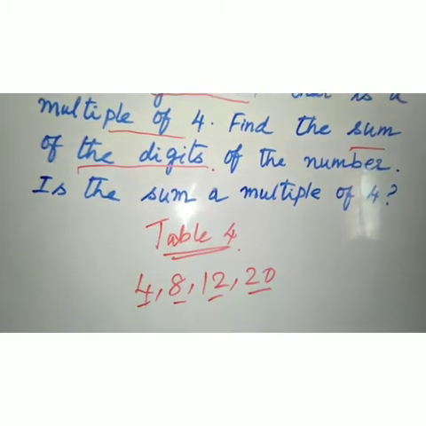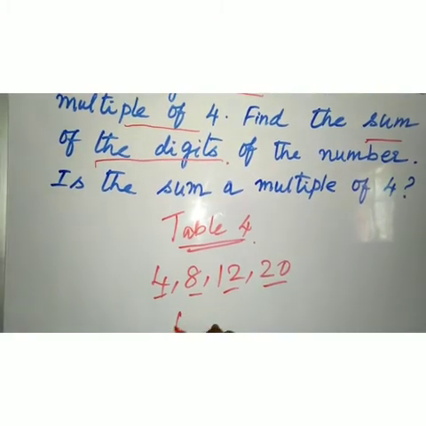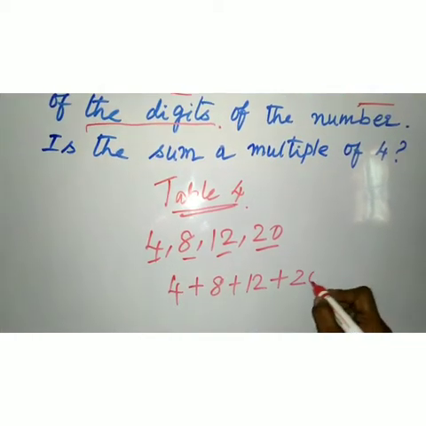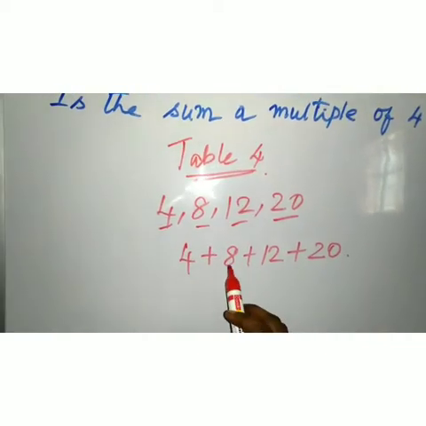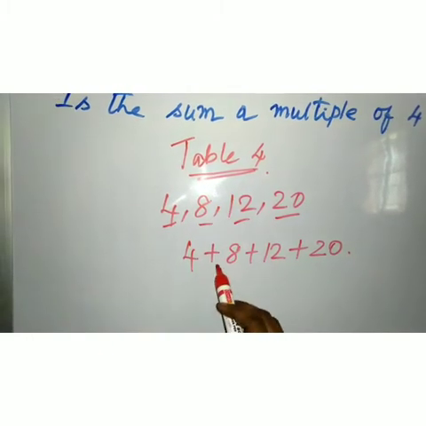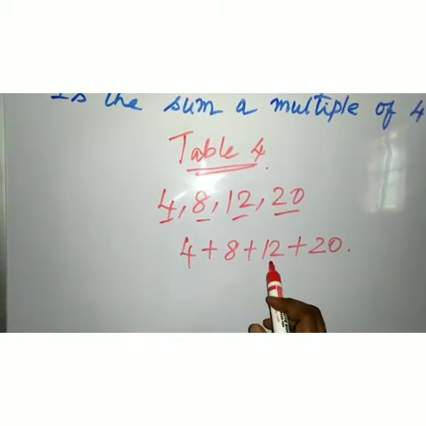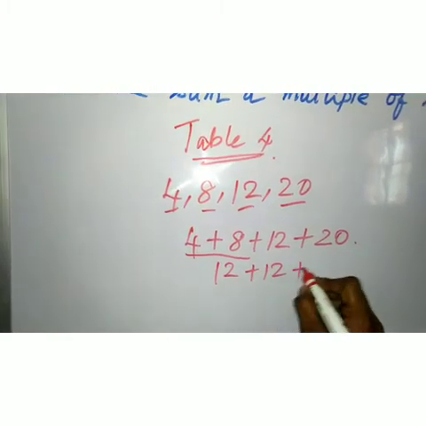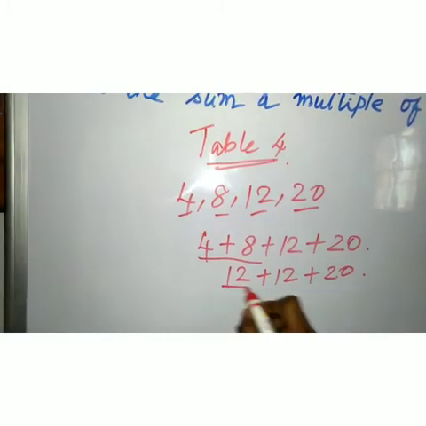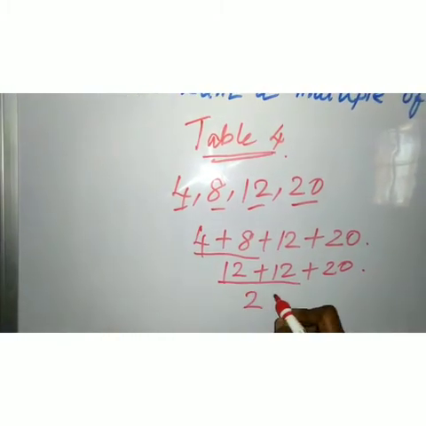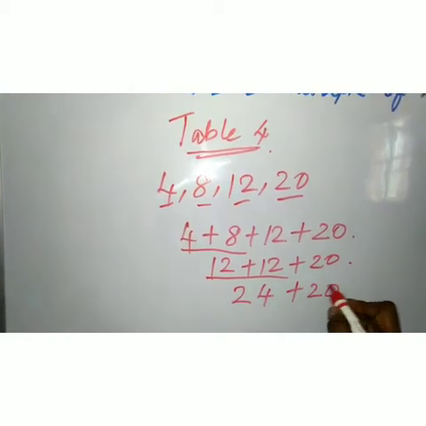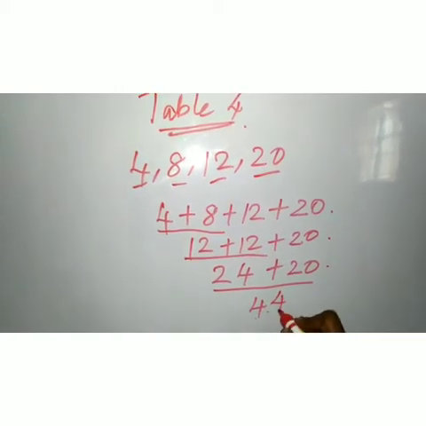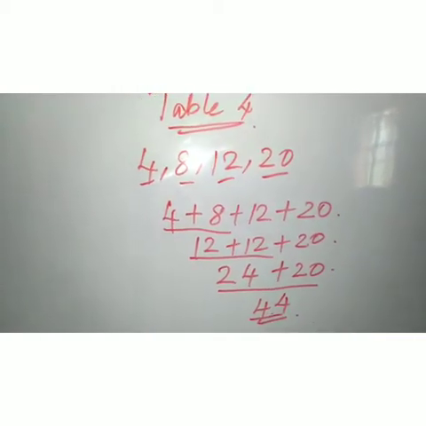These numbers are the multiples of 4. Now you have to add all these 4 numbers: 4 plus 8 plus 12 plus 20. Add one by one. Start with 4 and 8. 4 plus 8 makes 12. Now add 12 and 12. 12 plus 12 is 24. Now add 24 plus 20. 24 plus 20 is 44. So you got the answer as 44 by adding all the 4 numbers.